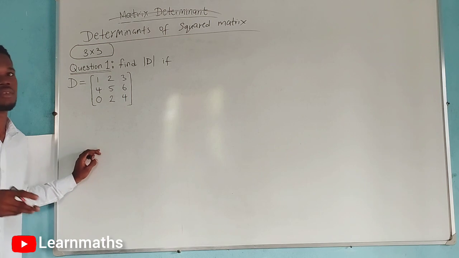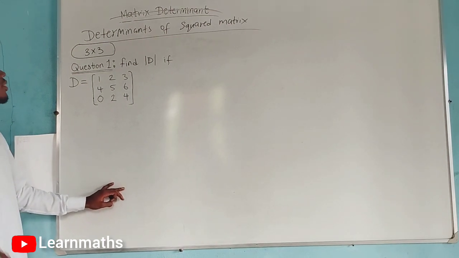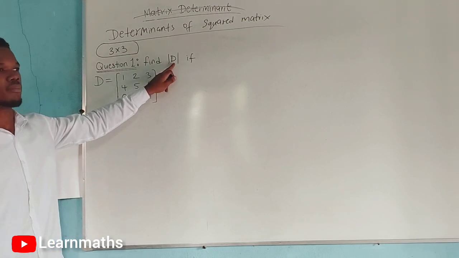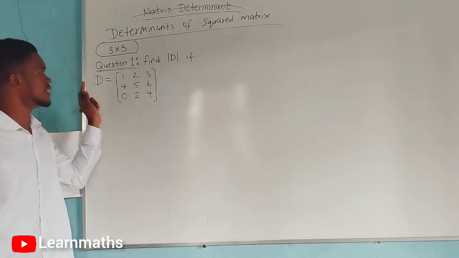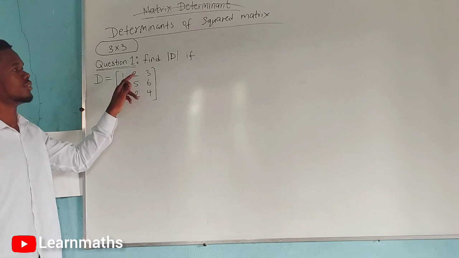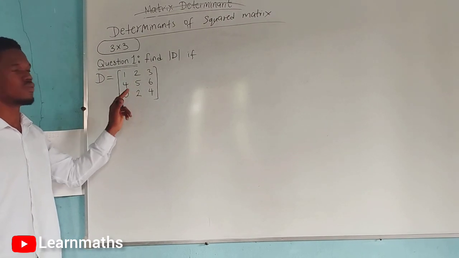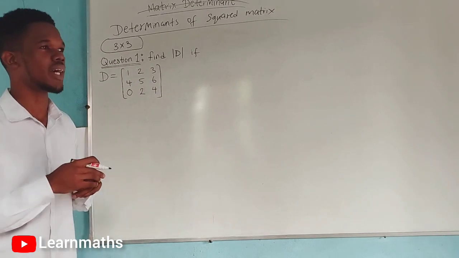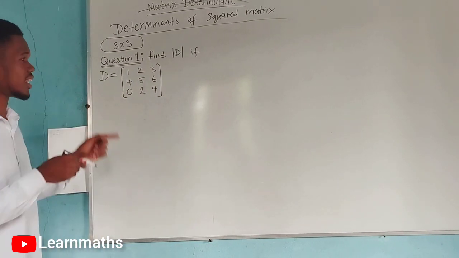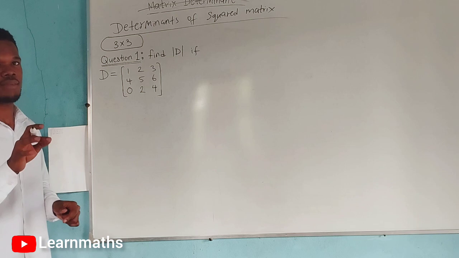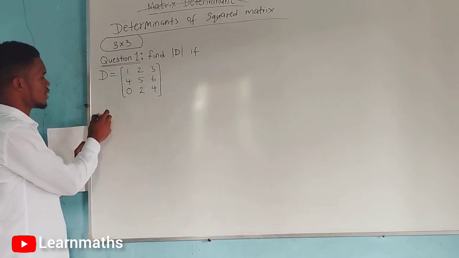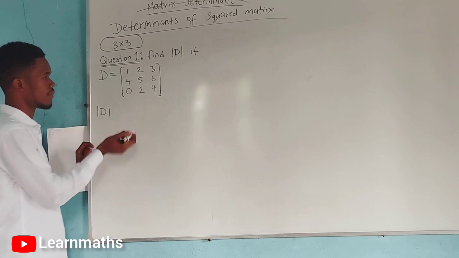Alright, so moving over to 3 by 3 matrix, we're going to solve this first question. Find the determinant of the matrix D if D is equal to 1, 2, 3, 4, 5, 6, 0, 2, 4, right? Now this is a 3 by 3 square matrix. Let's see how we're going to find the determinant of this 3 by 3 matrix. Now this is going to be a bit more complex than the previous 2 by 2 matrix. So let's find the determinant of D.